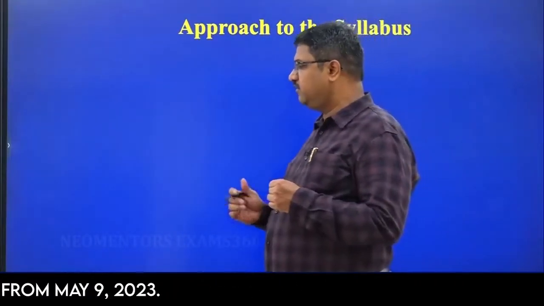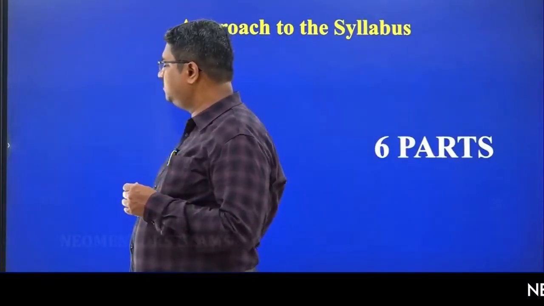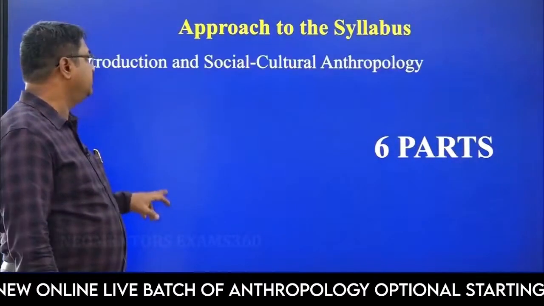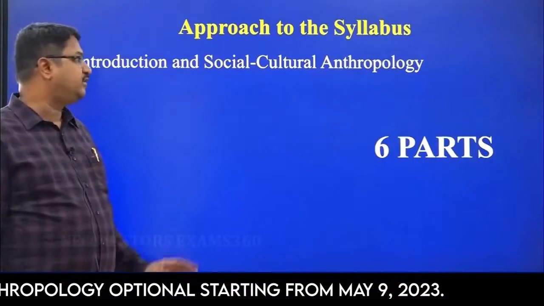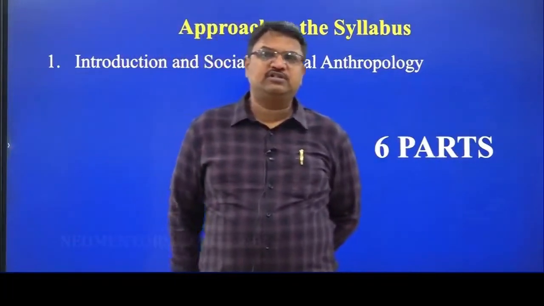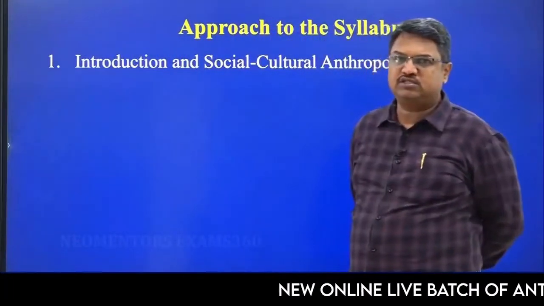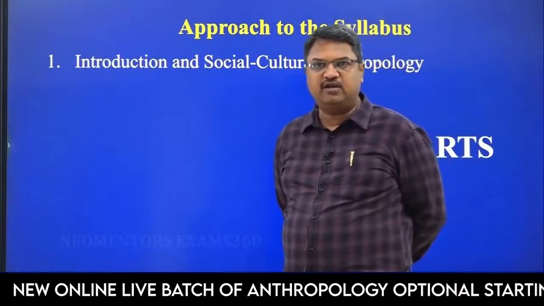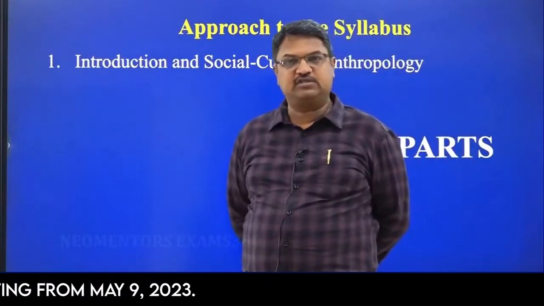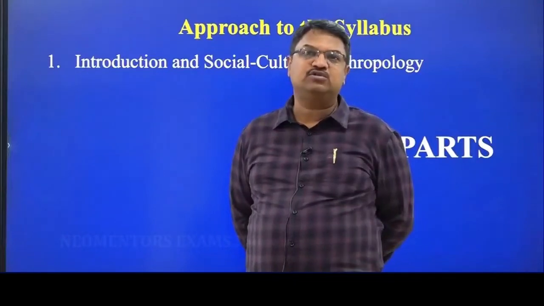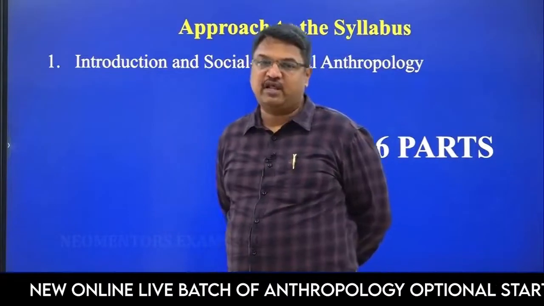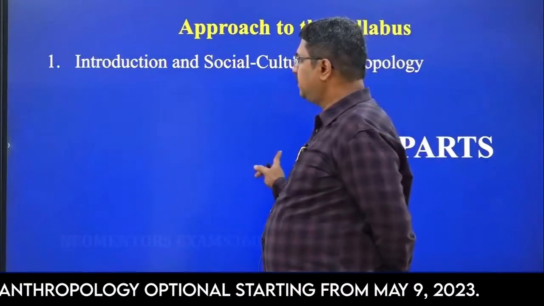So in this approach, I have divided the syllabus into various parts, 6 parts in total, and each part is different. For example, the first part you can call Introduction to Anthropology and the social cultural part. So in part 1 of this syllabus, we have an introduction to the anthropology subject in general, and in particular social cultural anthropology, covering several social cultural dimensions of the subject. In detail I will be explaining what exactly these dimensions are.